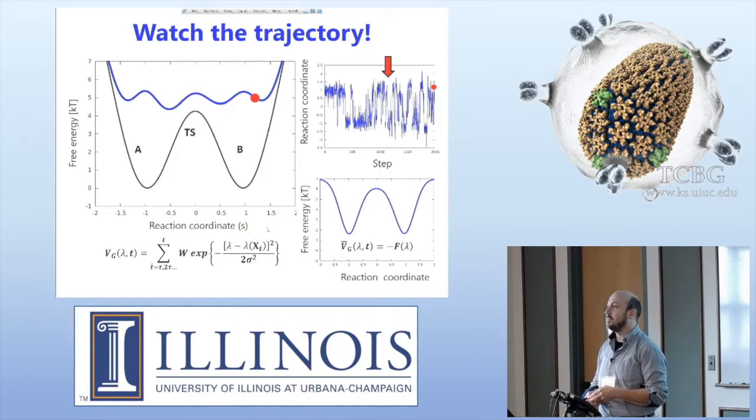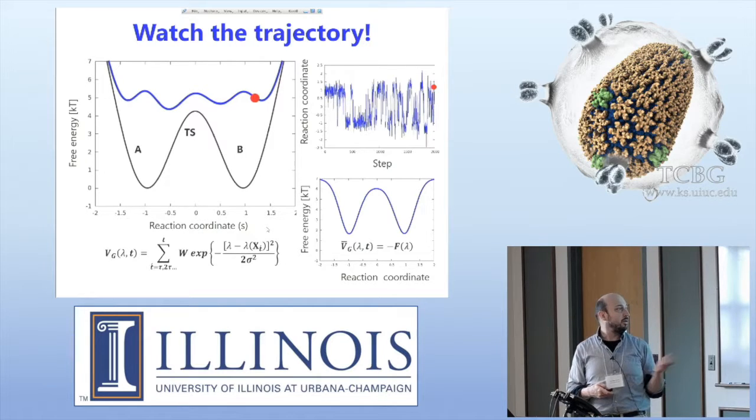Are the Gaussians added in the coordinate space? Is that where the Gaussians are added? Yeah, they're added in the space of the collective variable. So it's a potential that acts on the variable. Right, so it's in that location, and then you add the Gaussian until it moves out, and then you add the Gaussian to that location. Yeah, exactly.